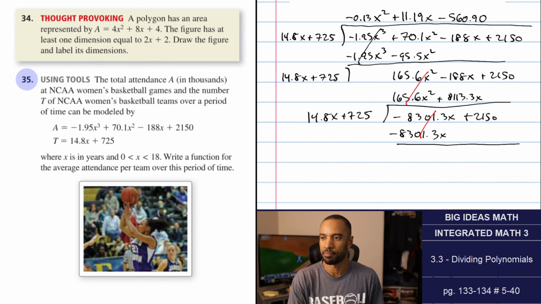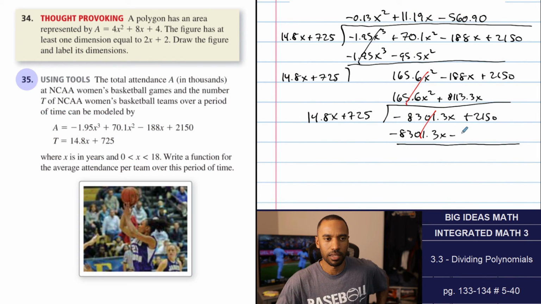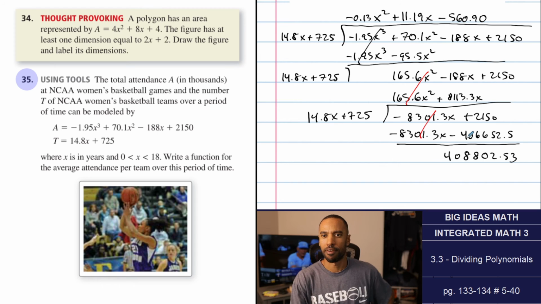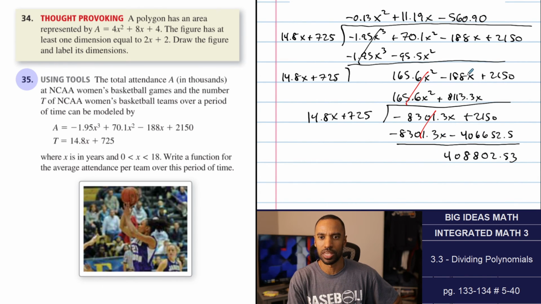So I'm going to stay on the calculator for that. So 725 times this answer. And then we'll do 2150 minus that answer, which becomes a plus, becomes positive. So positive, this is our remainder. But hold on, negative. Okay, you see the numbers there. I'm going to write them down. So negative 406,652.5. Subtract them. And then now we have 408,802.53 as the remainder. So our final function will be this with this remainder.